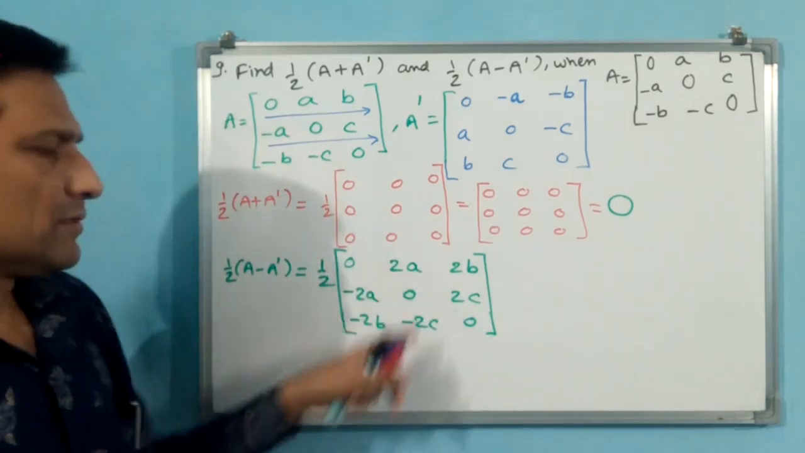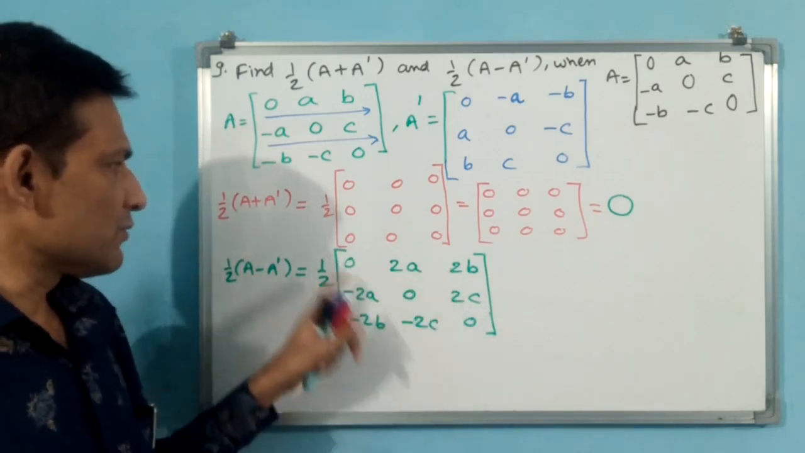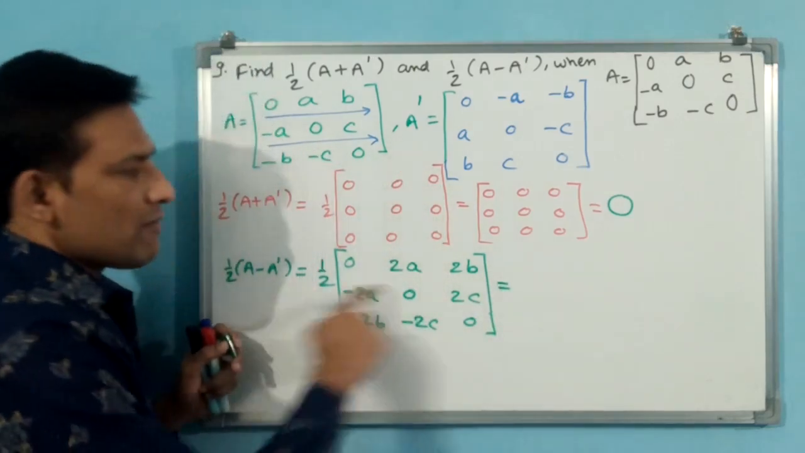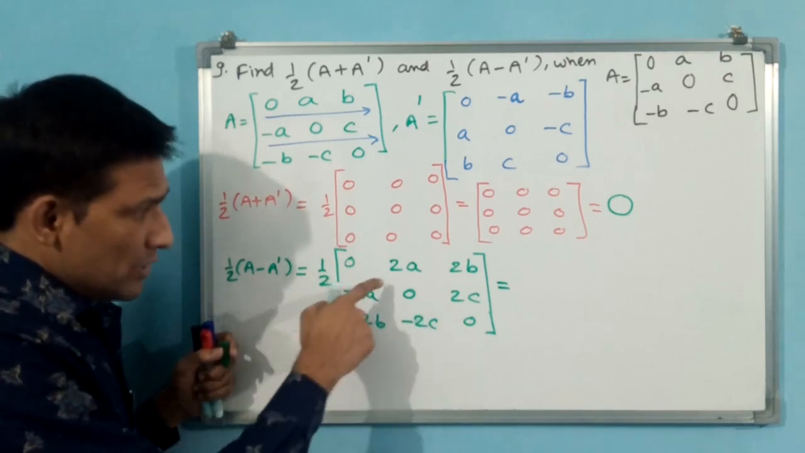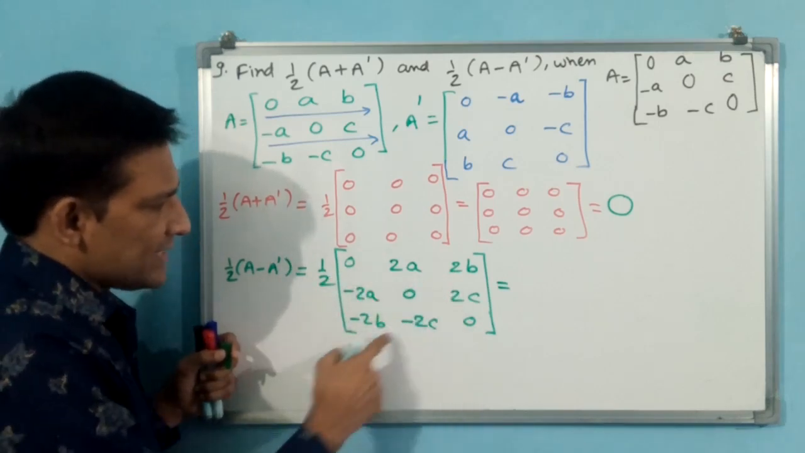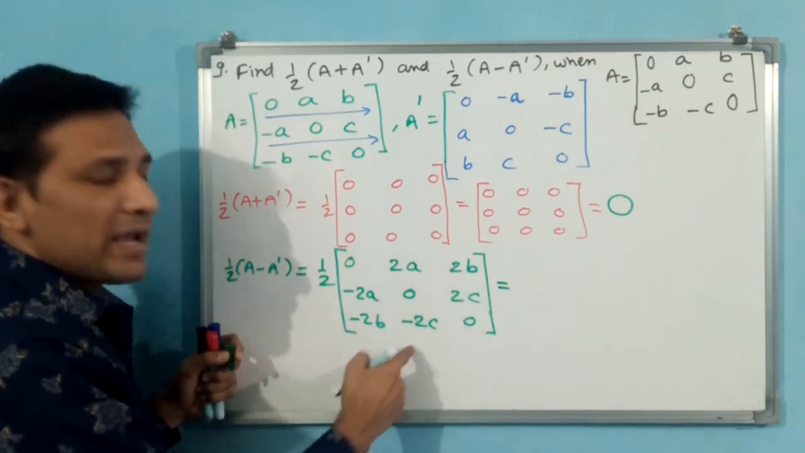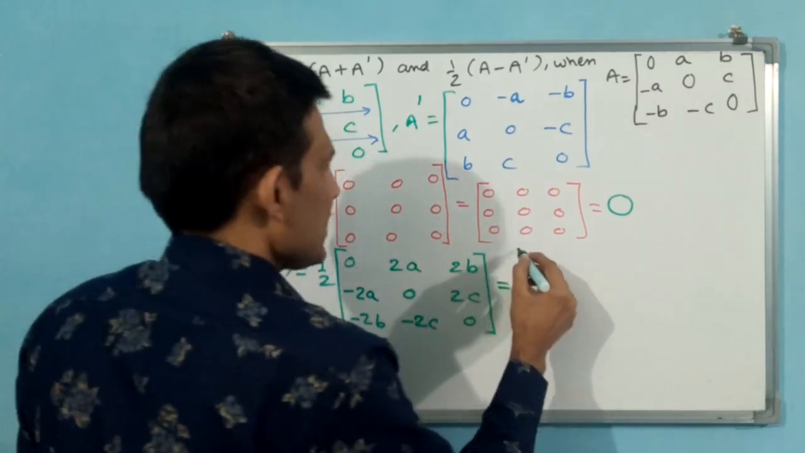Now also same. Skew symmetric only. 2A means minus 2A, 2B means minus 2B, 2C means minus 2C, 0. Skew symmetric only, but not yet completed. You send 1 by 2 inside. If you send 1 by 2 inside, zeros will be like that only, but these all 2 are going to get cancelled, and A, B, minus A, C, minus B, minus C are going to come. Why? Because 1 by 2 are multiplying. Let us do it.